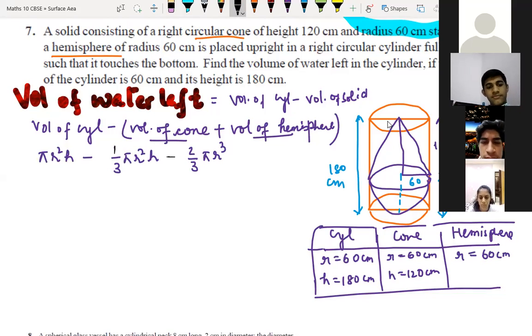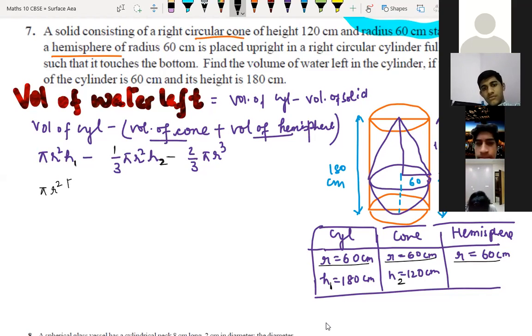Yes, sir. Then what we do, we just take pi r square common, because r is same everywhere. See, r is same, r is same, r is same. While taking common, you just see whether it is same or not. Now height is what? Height is different, so we can't take height. So here you write h1 and here you write h2, because these both are different. So cylinder you take as h1 and here you take as h2.